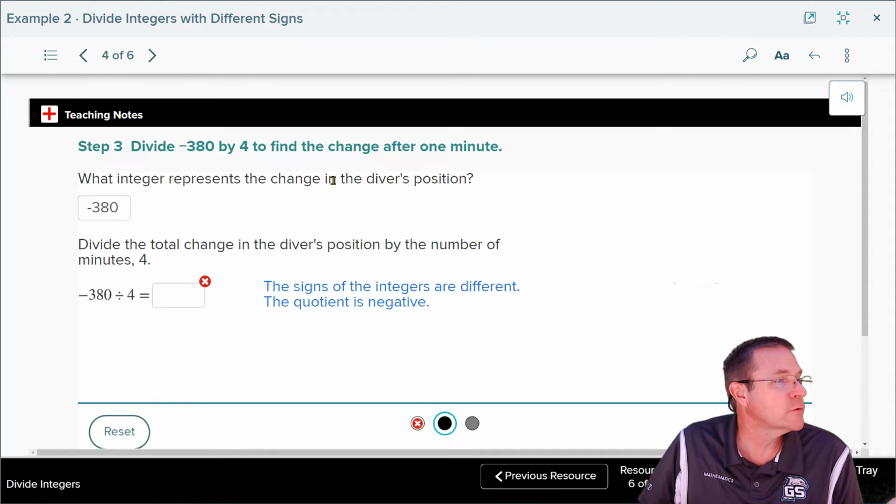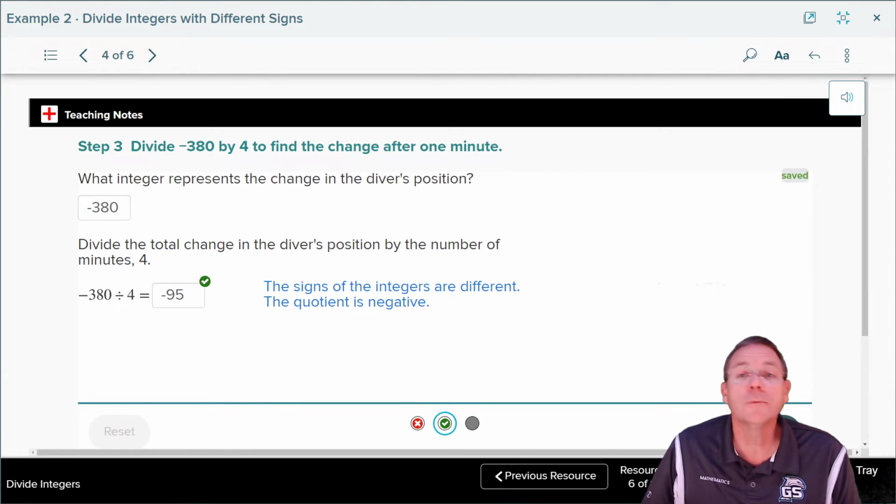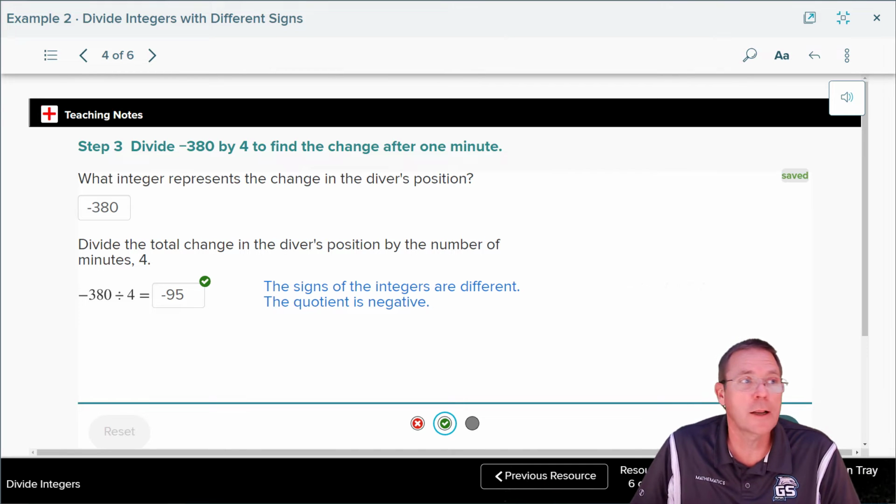Okay, what's the inverse? What integer? Yeah, well, I did that. Let's try this again. Negative 95 here. Guess I misread the first question. My negative 95 is the correct answer.